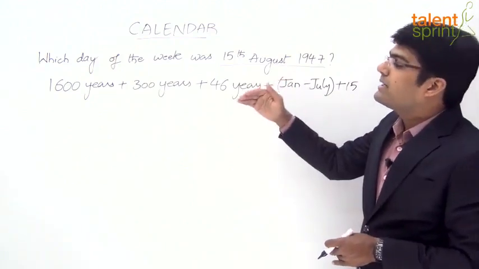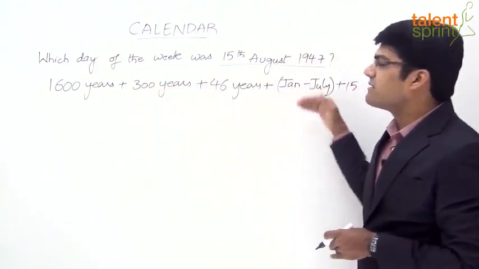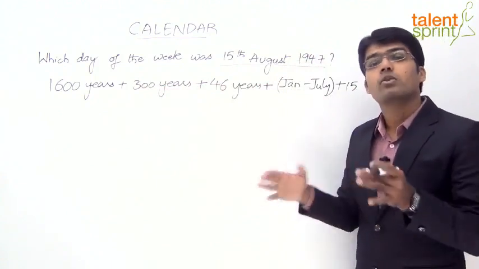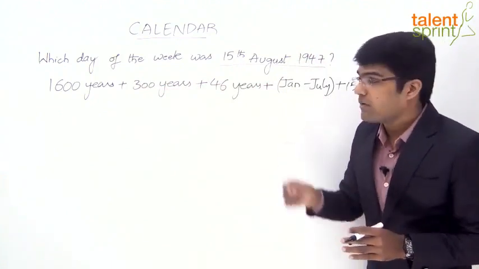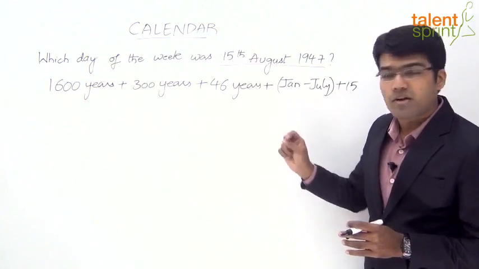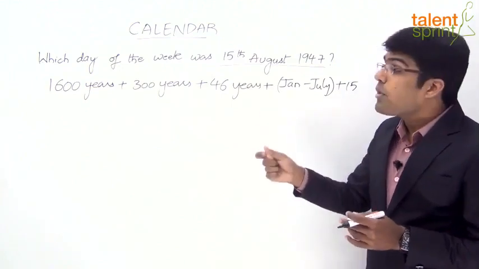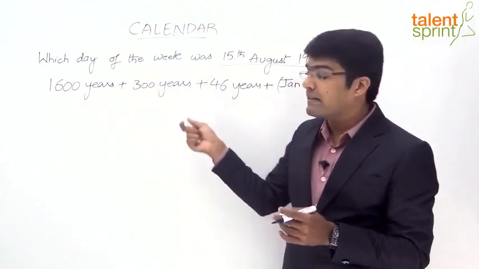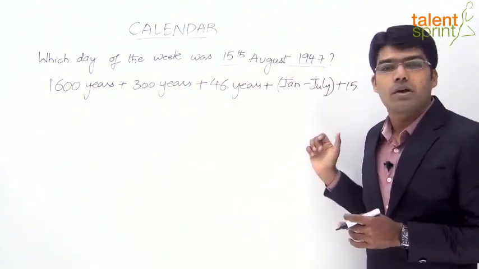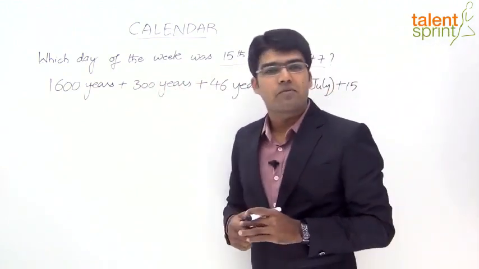Now we will calculate the number of odd days for each of these terms and add all of them together to get the total number of odd days. Once we proceed in finding out the number of odd days for each term, you would understand the importance of taking 1600 and then 300 and then 46 and so on. So let's start calculating the number of odd days.